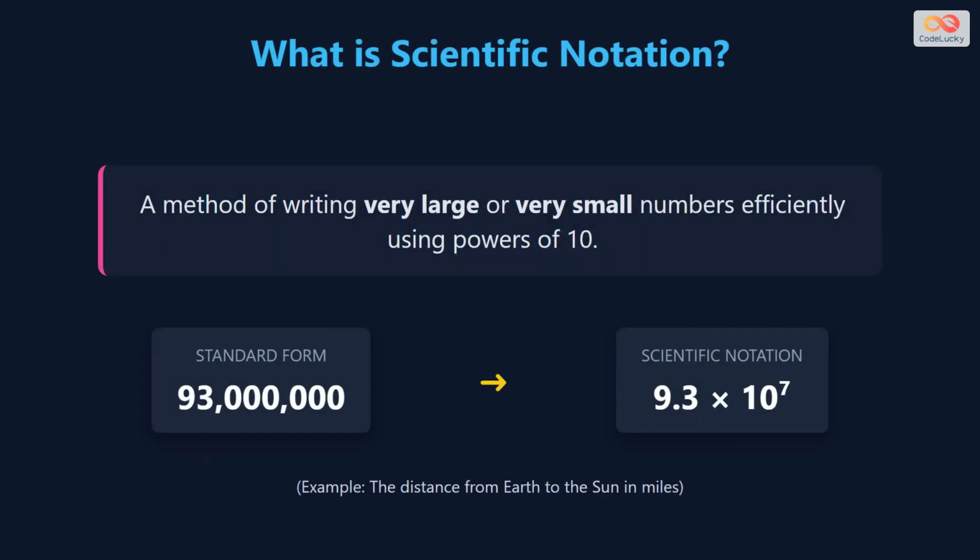So, what exactly is scientific notation? Simply put, it is a method used to write very large or very small numbers efficiently. Instead of writing out long strings of zeros, we use powers of 10. For example, instead of writing 93 million, we can write 9.3 times 10 to the 7th power.